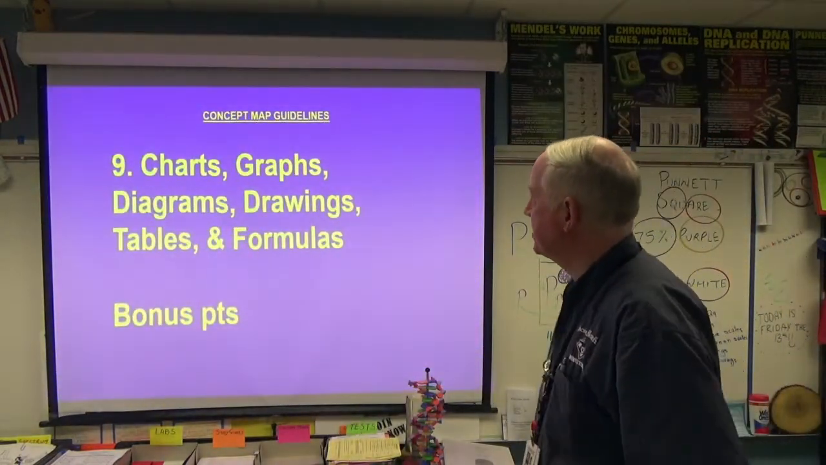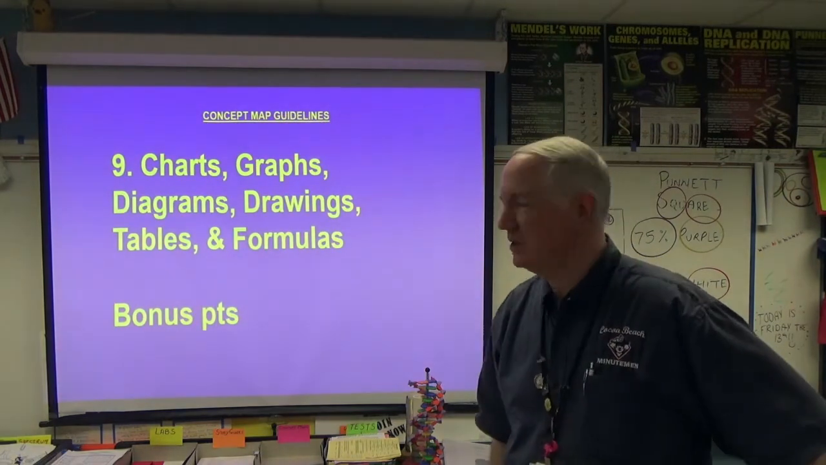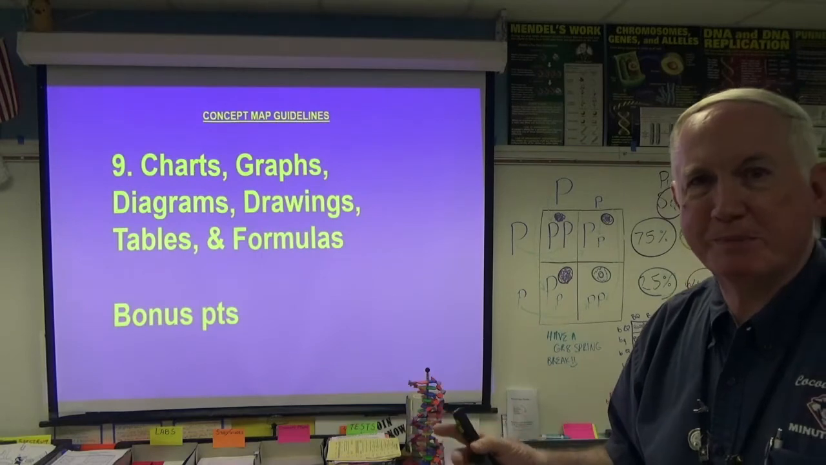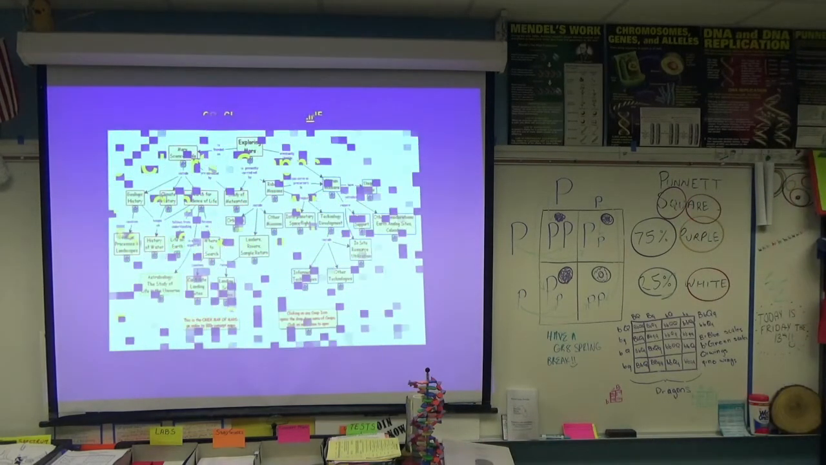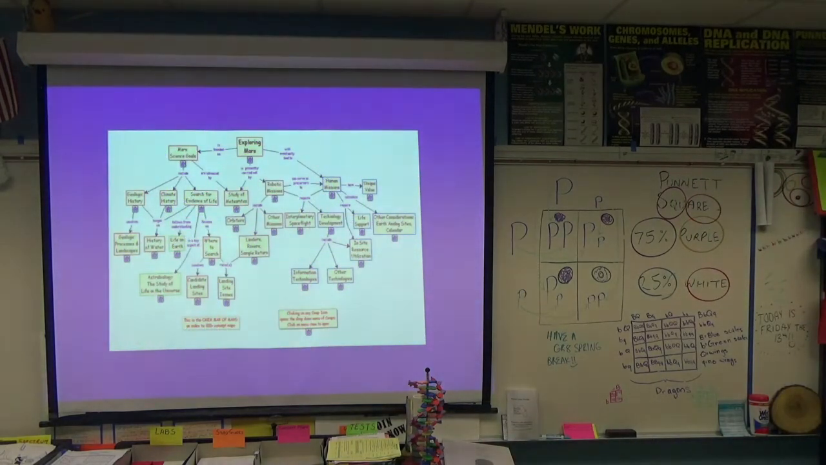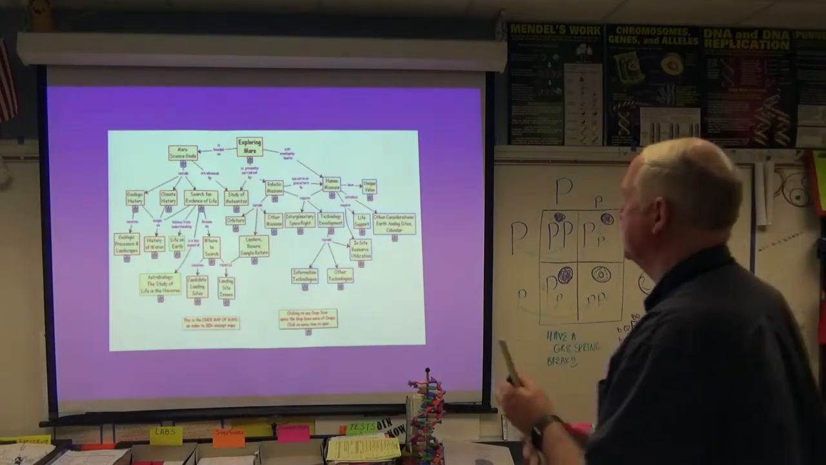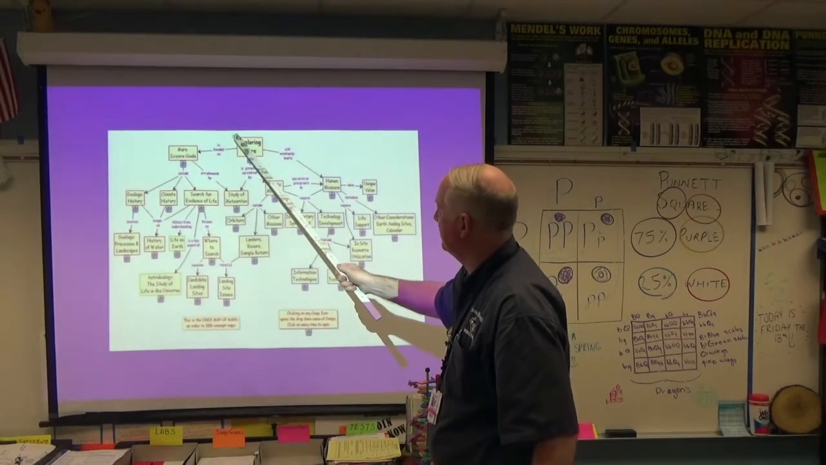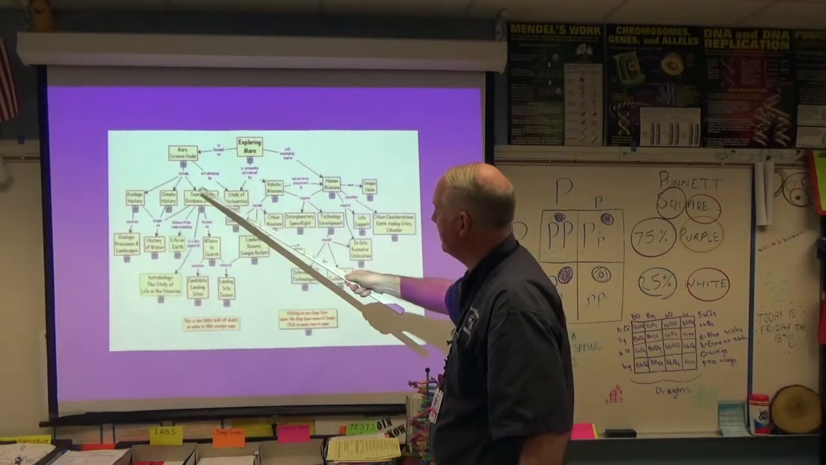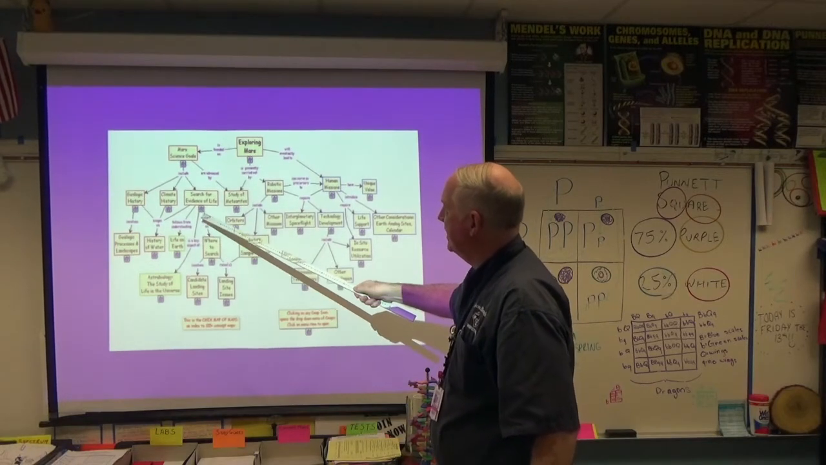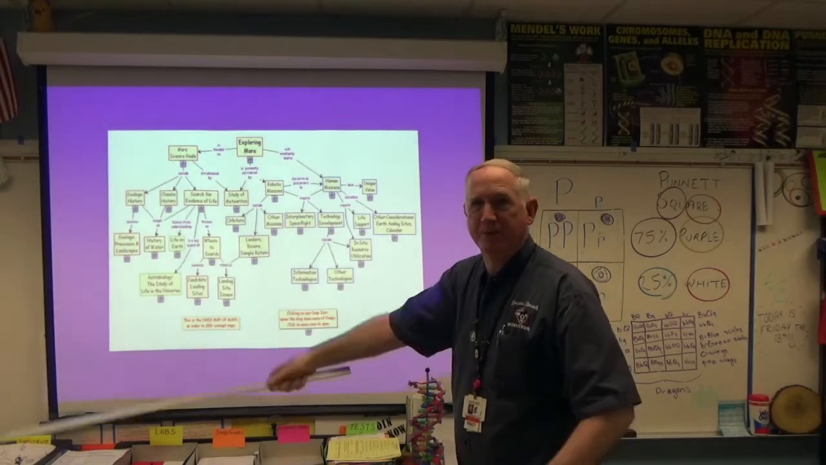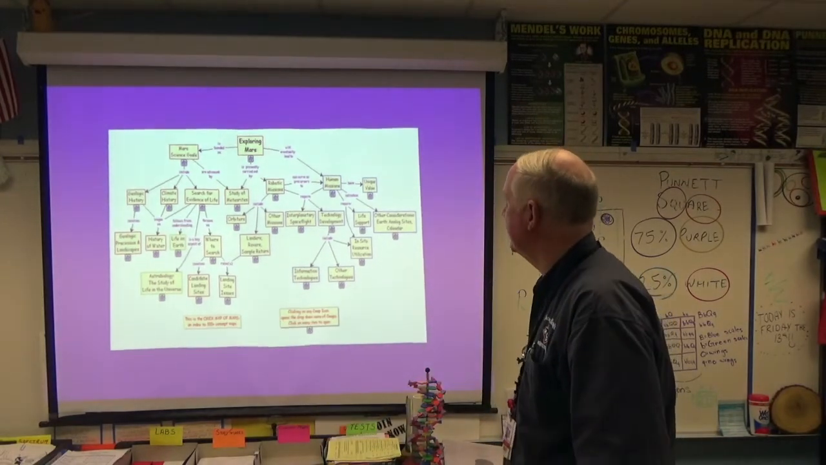Alright, charts, graphs, diagrams, drawings, tables, formulas. You get more points for any of those things that you want to put on there. This is one from NASA that I showed you all before. Notice they have their main idea, and then their vocabulary words in boxes, and then their links not in boxes. This is the right way to put together your concept map.